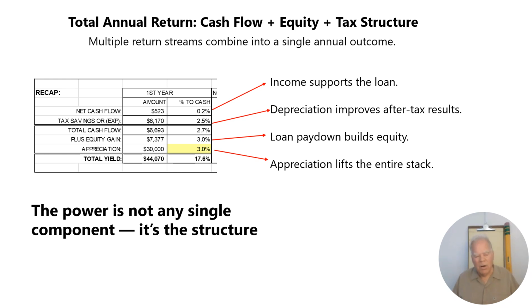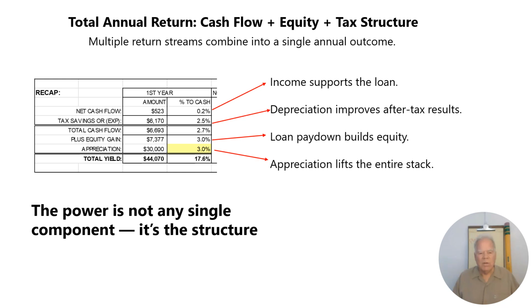Cash flow is one part. It tells us the income that supports the loan, and depreciation is another. It doesn't change cash, but it improves the after-tax outcome. Loan paydown builds equity. Each payment reduces the loan balance and increases your ownership. And appreciation sits on top of the entire stack, magnifies everything.